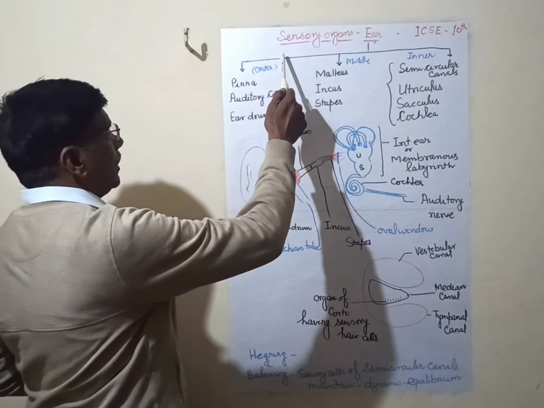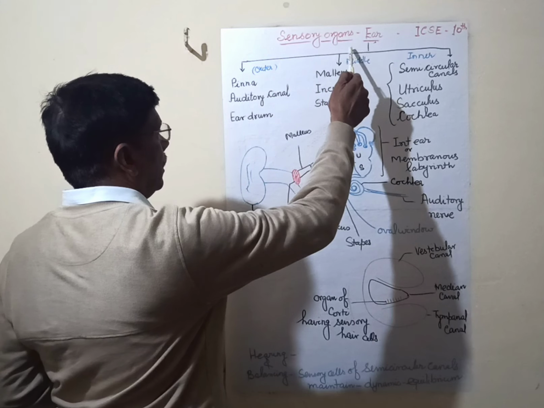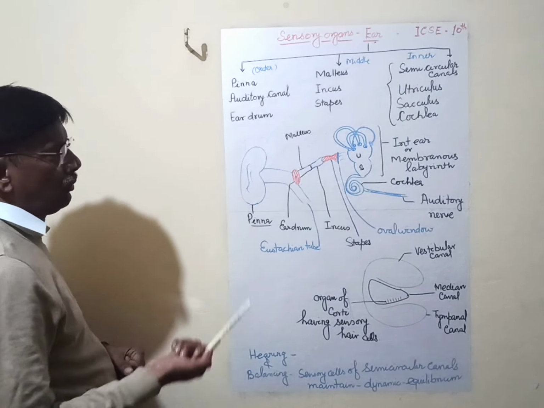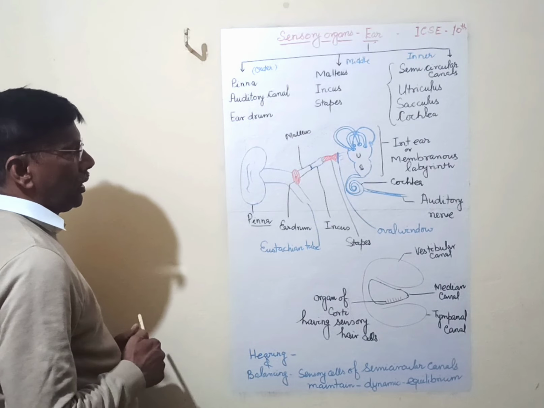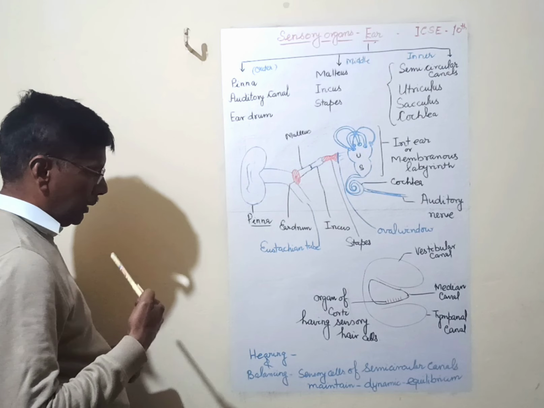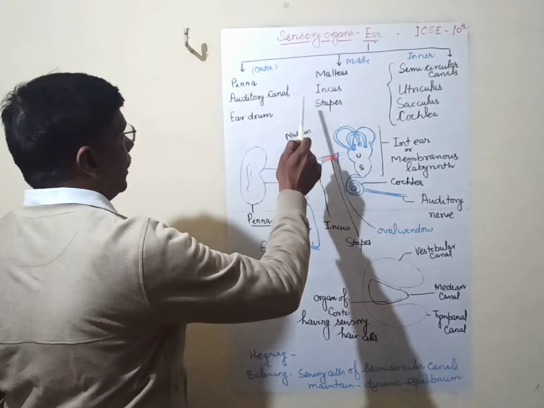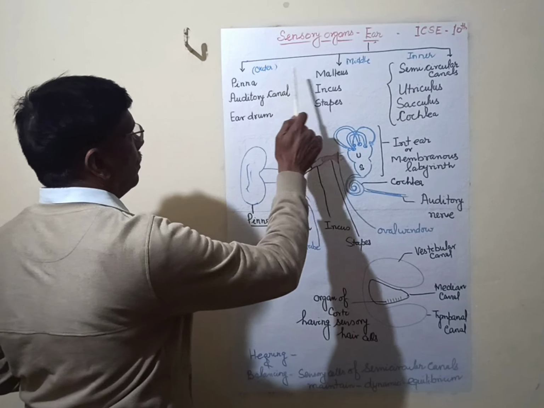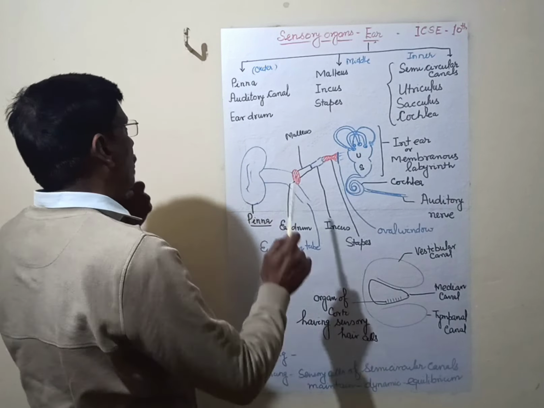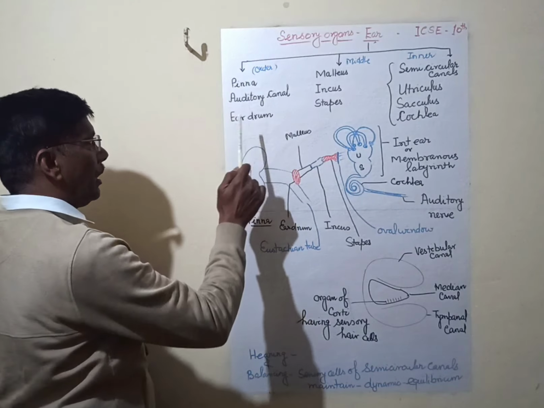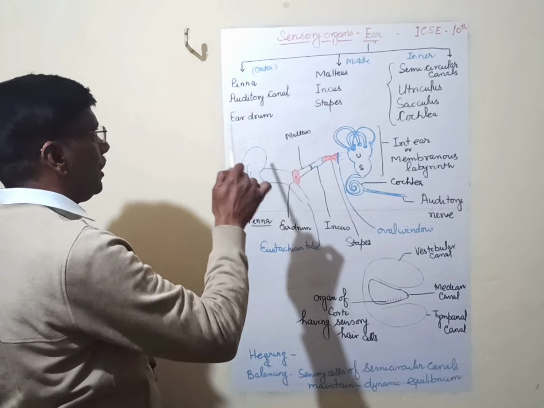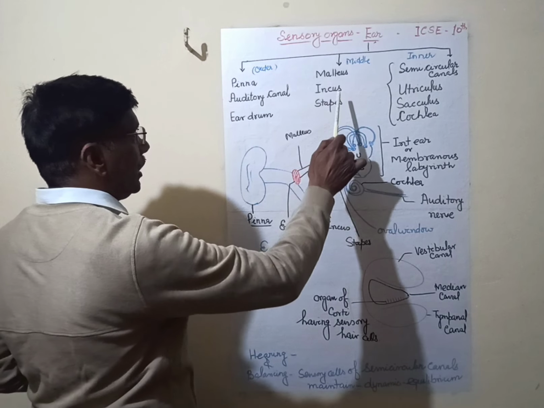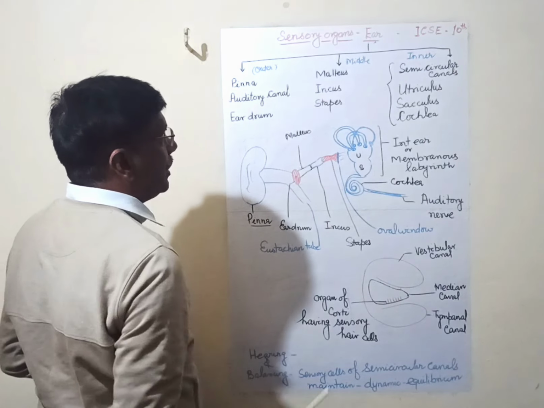So, this is one very important sensory organ, the ear, and we start with the anatomy, how it works and how we are hearing. First of all, we divide this ear into three parts for the convenience of study: outer part, middle part, and inner part. Outer part: pinna, auditory canal, and eardrum. These three parts are included in the outer ear, and in the middle ear, bones are included: malleus, incus, and stapes.